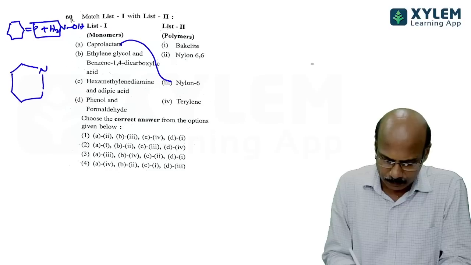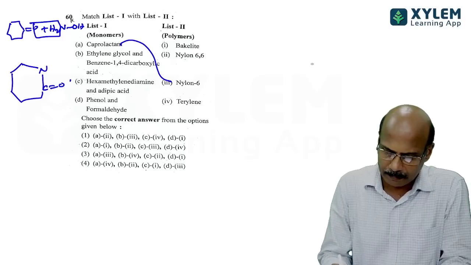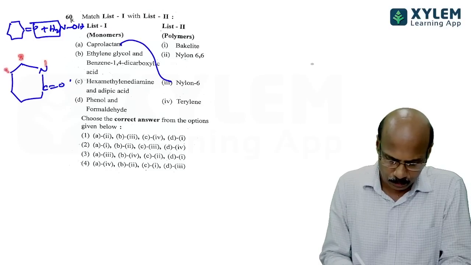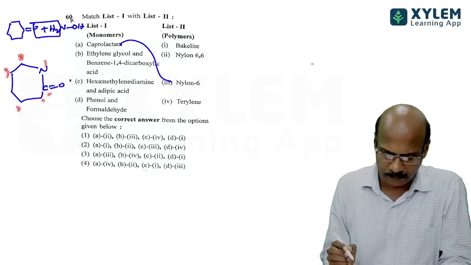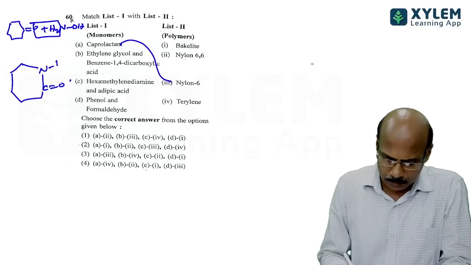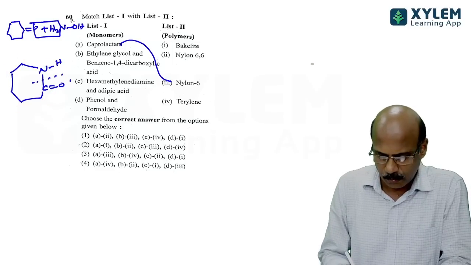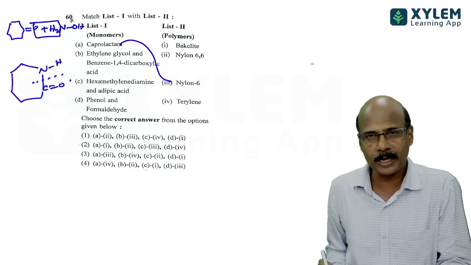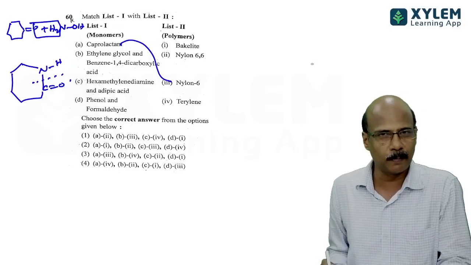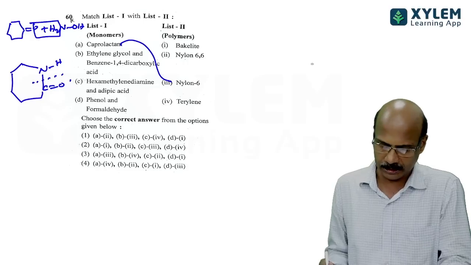In caprolactam, you can see there are 7 members in the ring. 1, 2, 3, 4, 5, 6, 7. And when this caprolactam is hydrolyzed, you will get epsilon amino caproic acid. That on polymerization will give you nylon 6.